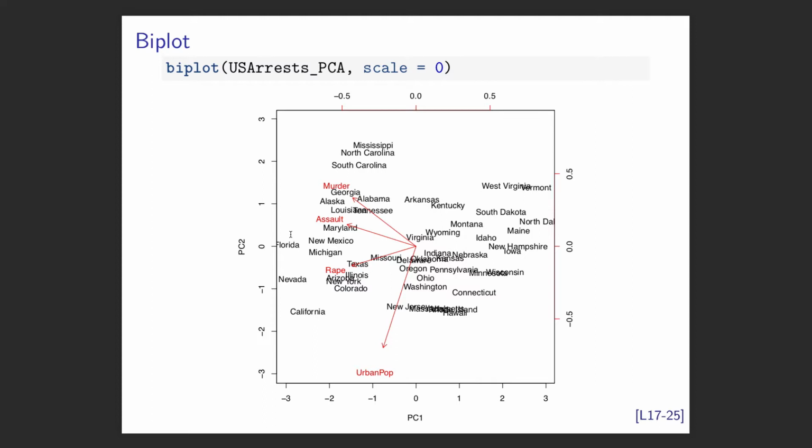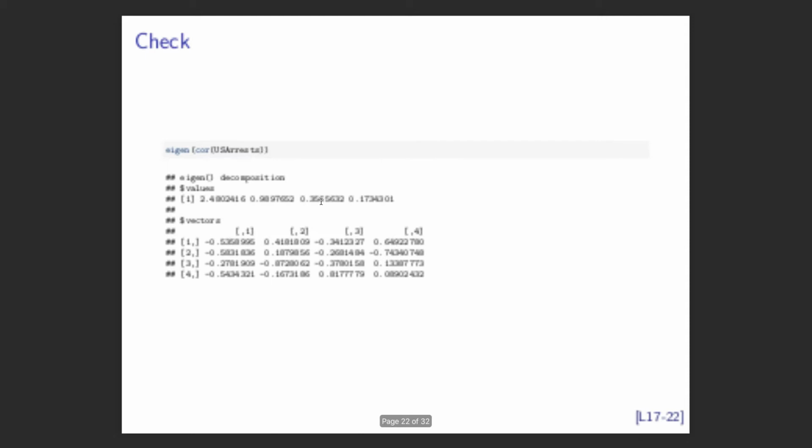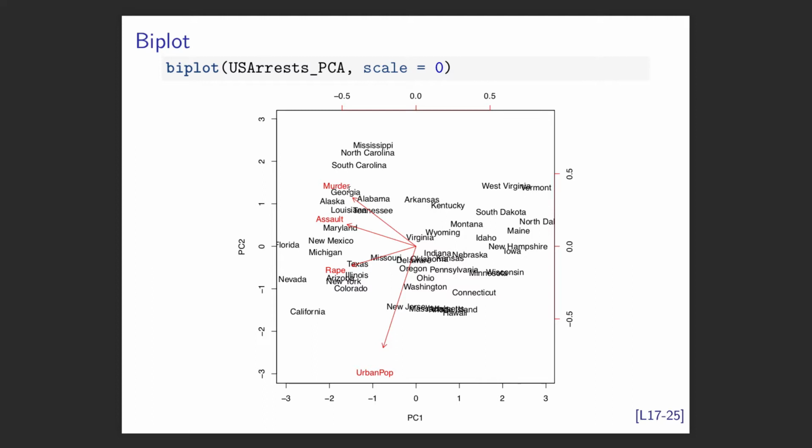So let's think about these values. You've got murder, assault, rape, and urban pop. What these are, they're vectors representing the loadings. If you look at your loading, you can see that, first of all, murder, it's negative in the first principal component and then positive. So it's negative and positive. So basically, they've taken them loadings on the first two principal components and represented them as vectors. So to check that, you can see urban here has quite a small component in the x direction and a large negative component in the second dimension.